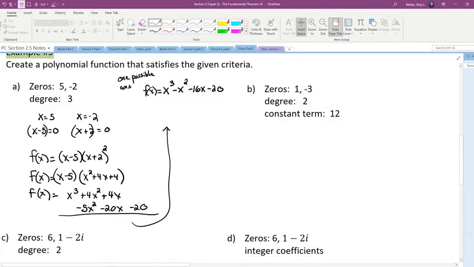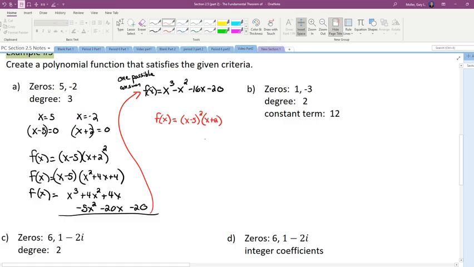As we said, another possible answer could have been to instead say f of x. Let's get rid of this arrow. It's confusing. One possible answer could have been to do x minus 5 squared times x plus 2 instead. So that's another option.